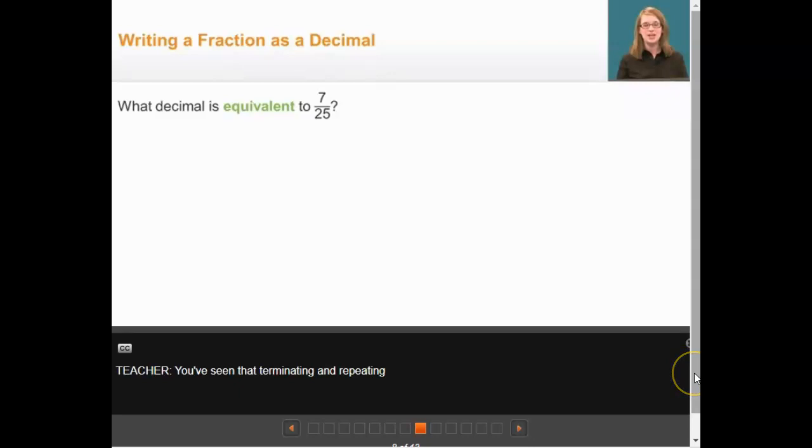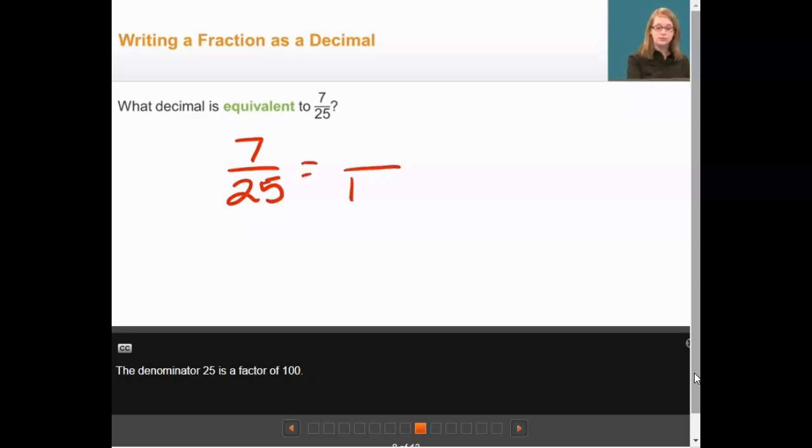You've seen that terminating and repeating decimals are rational numbers. Let's write the decimal equivalent for 7/25. The denominator 25 is a factor of 100.